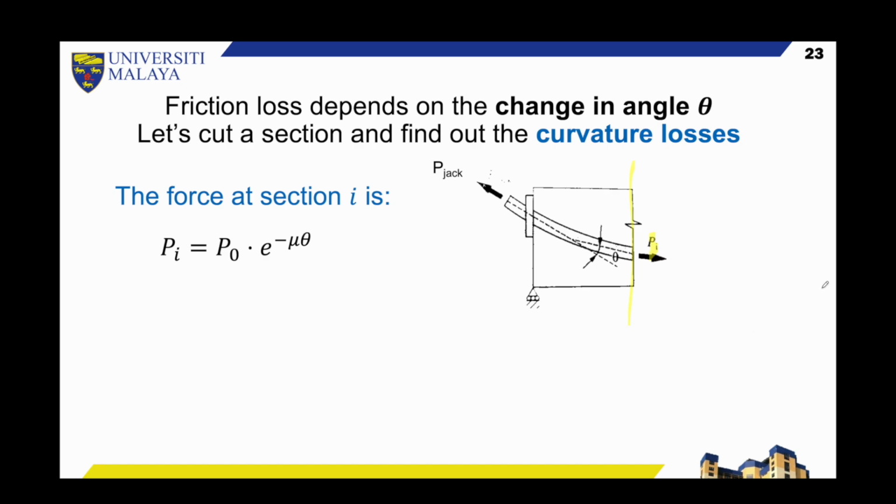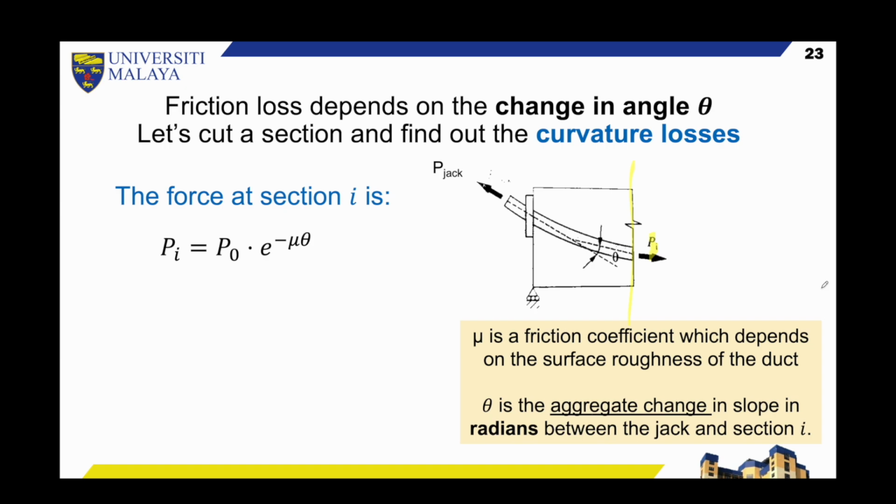What is mu? Mu is the friction coefficient and it depends on the surface roughness of the duct. This value is usually provided by the manufacturer of the duct itself. And theta is the aggregate change in slope, which is stated in units of radians, not degrees. So it is between the jack and the section I. Remember, it is the aggregate change, meaning the total change in slope.